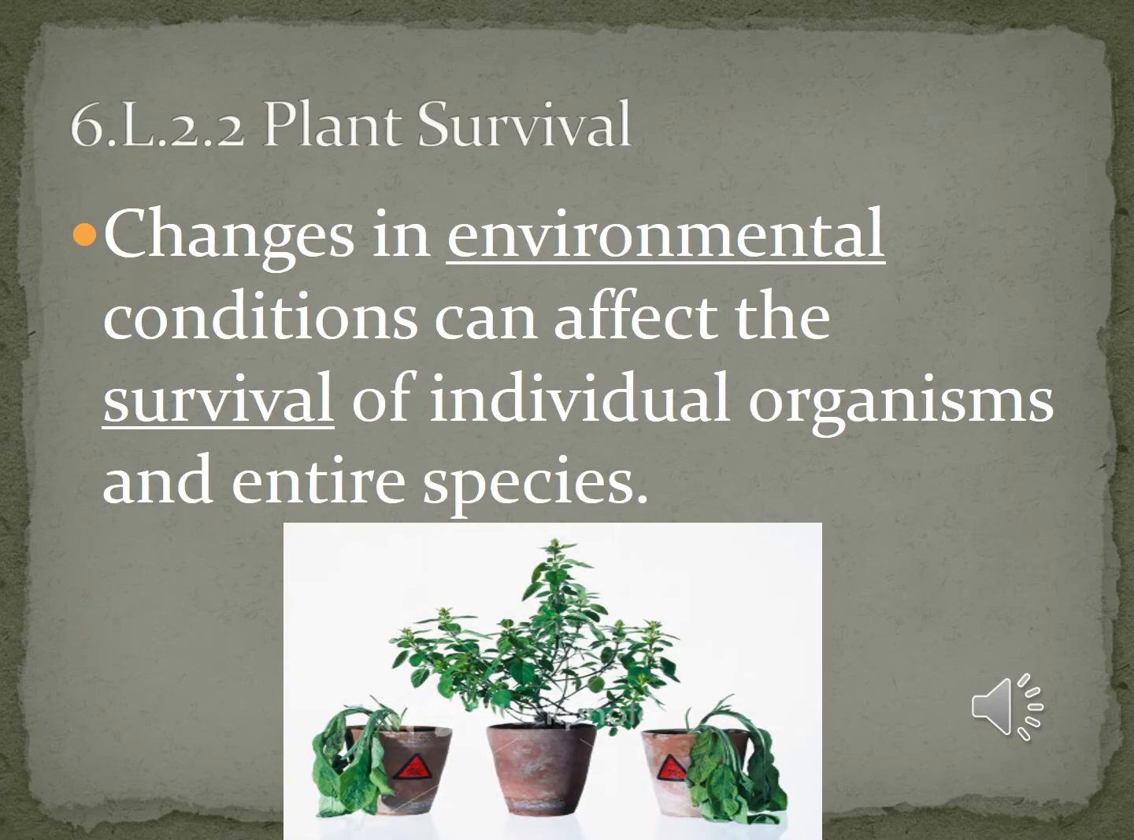In this slide, we're going to talk about the environment and how the environment can affect the survival of the plants. So changes in the environmental conditions can affect the survival of either an individual organism or individual plant or an entire species of plant. So if it's too hot outside and this is a type of plant that needs it to be kind of warm but not too cold, then that plant is possibly going to die. If it's too cold and the plant needs a warmer condition, then again, it's going to cause it to die.